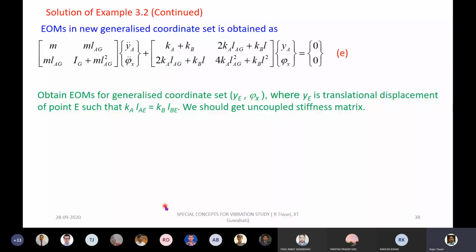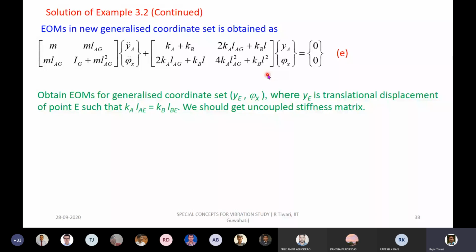Once we have got this, we can write the equation of motion in the new generalized coordinates Ya and Phi x. Here the mass matrix is there, the new stiffness matrix is there, and this is the new generalized coordinate vector. So this is the example of how we can transform the equation of motion from one set of generalized coordinates to another one.